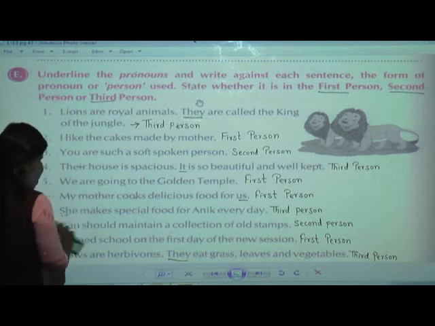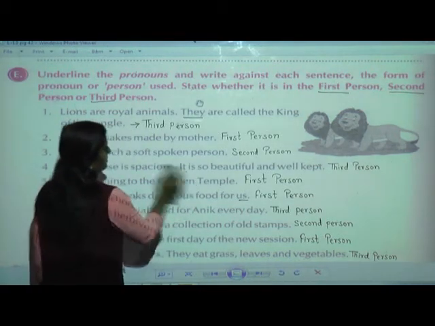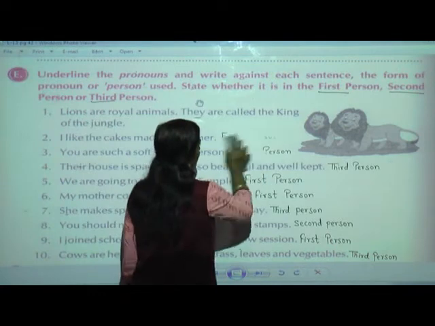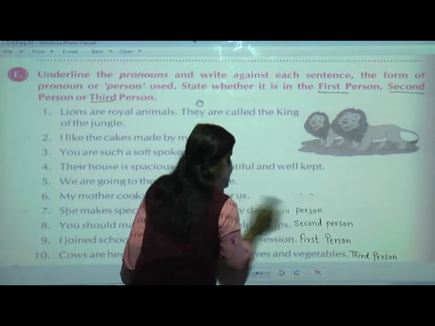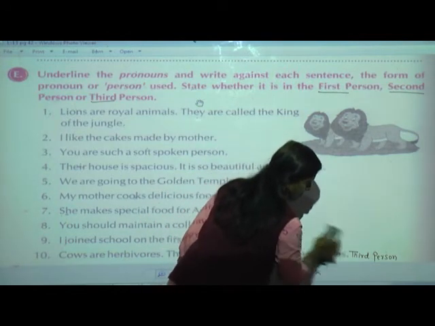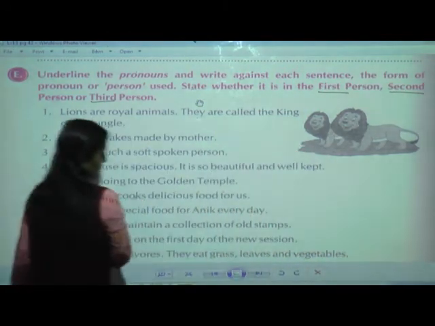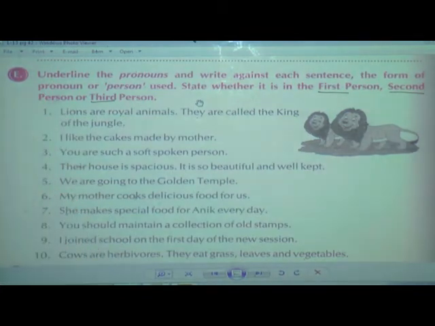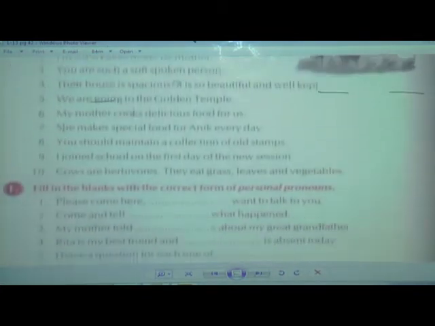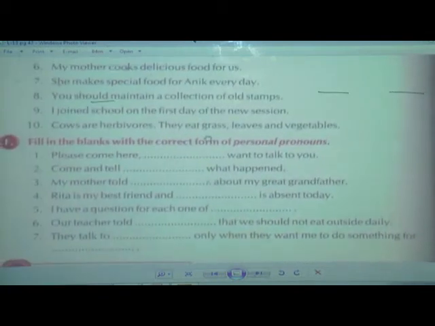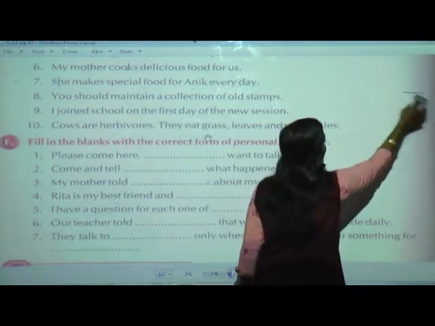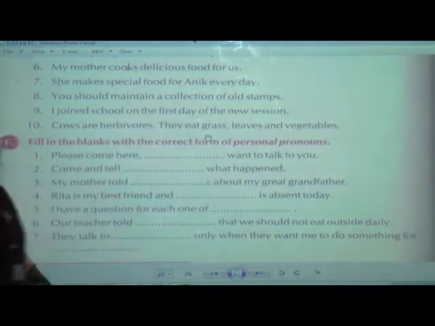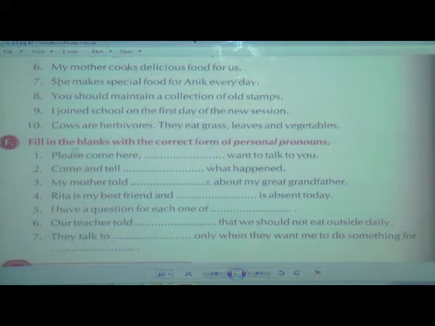Now just read what is in the exercise. What are the instructions given? I hope that you have completed this exercise. Chalo, ready. We'll move on to exercise F. Fill in the blanks with the correct form of personal pronouns. Again, I'll say, students, fill in the blanks with the correct form of personal pronouns.